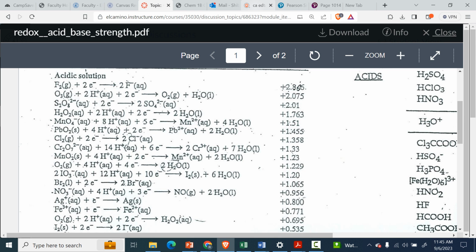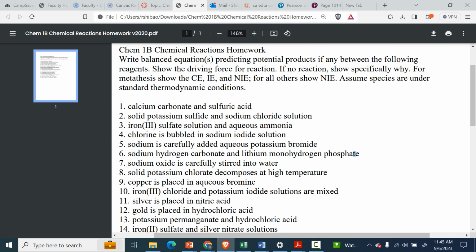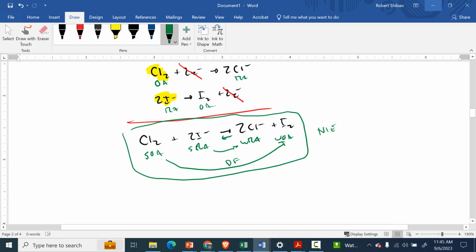Okay, let's look at the next one, and we'll do that one, and then let you guys work on these. The next one would be: sodium is carefully added to aqueous potassium bromide.